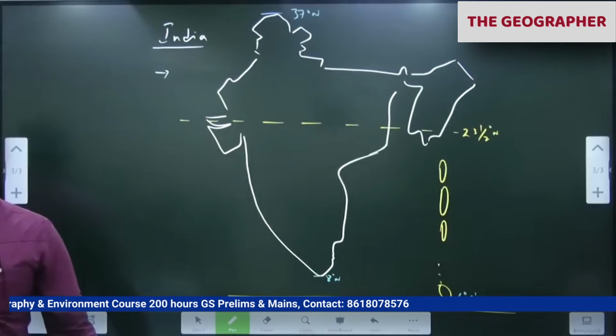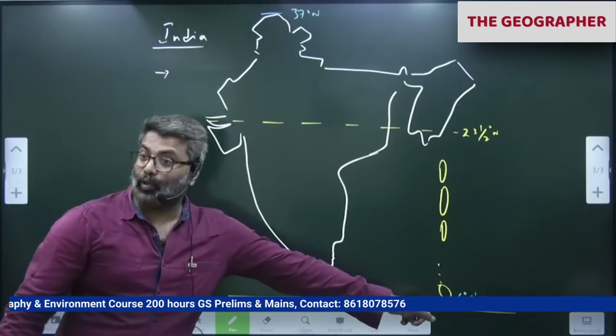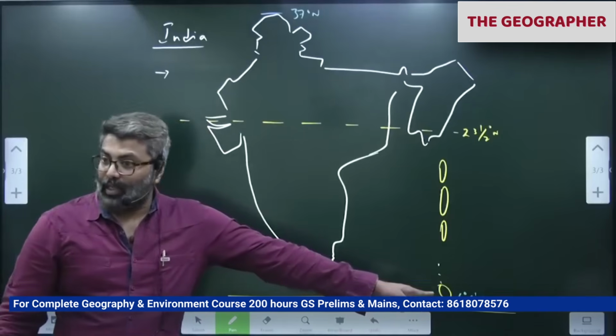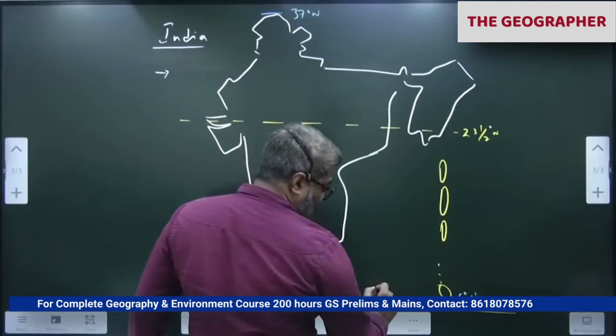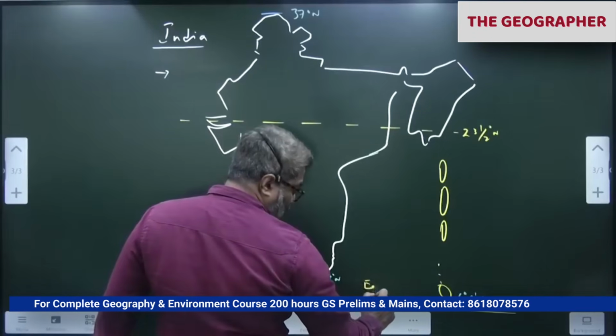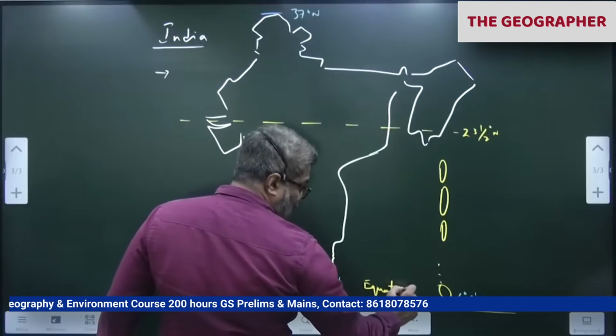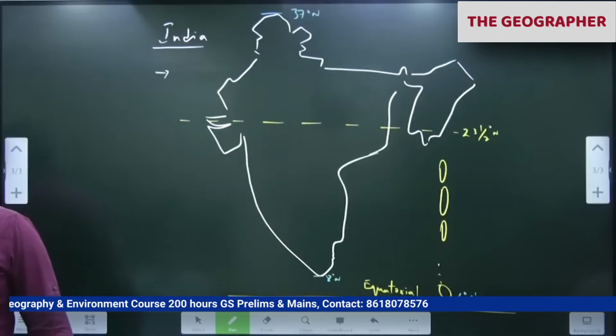So in the first class only I told you, India is close to equator. Here, Nicobar. So we have equatorial climate. Nicobar is the region which is close to equator. So India experiences equatorial climate in the south, close to equator. So that is the reason in Andaman Nicobar we have equatorial rainforest biome.